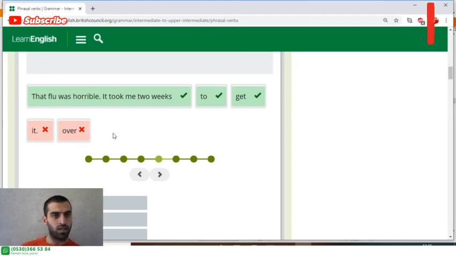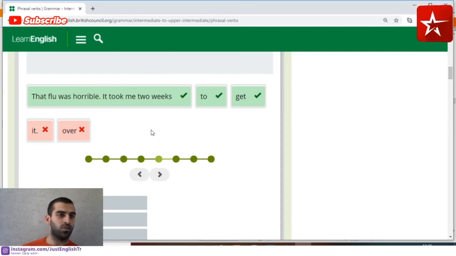Okay, so get over it or get it over. Like this one, get over is a non-separable phrasal verb. That's why we can't use it in the middle. Like we have two types of phrasal verbs in English. We have separable phrasal verbs and we have non-separable phrasal verbs. So here we have to use get over it, as get over is a non-separable phrasal verb.